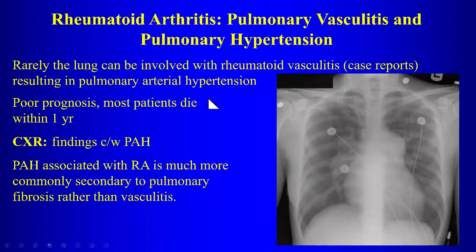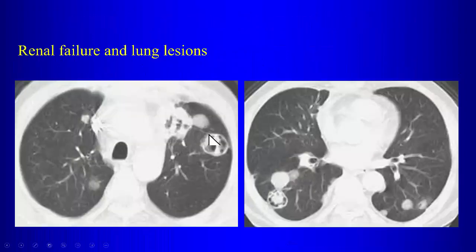Vasculitis and pulmonary hypertension. So this is also rare, but patients with rheumatoid arthritis might develop a pulmonary vasculitis and pulmonary artery hypertension, and it looks like pulmonary hypertension from every other cause, with very large central pulmonary arteries. And so there's really nothing specific about the appearance of this, except that the patient has underlying rheumatoid arthritis.